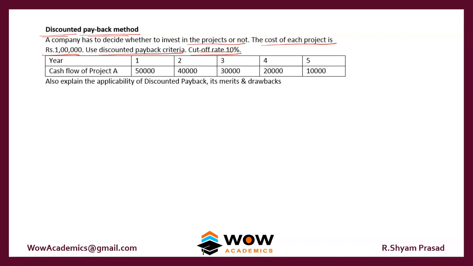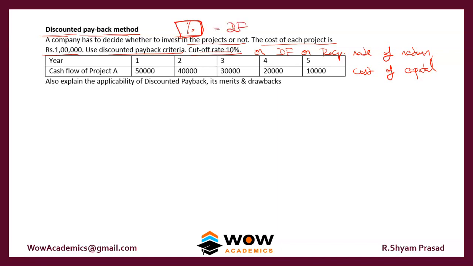So these are the cash flows. In a discounted problem, they will always give you the cutoff or discount factor or required rate of return, or they will give you cost of capital. These are the other substitute words that are being used for the percentage, but normally there will always be a percentage, and that percentage is the discount factor.